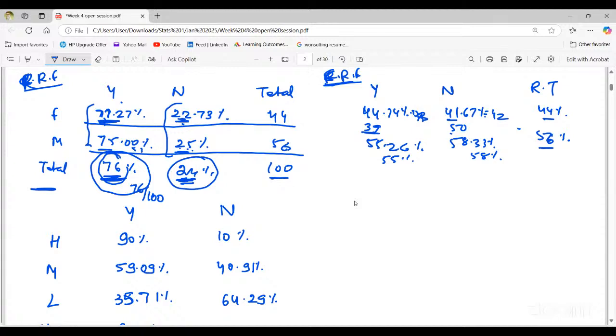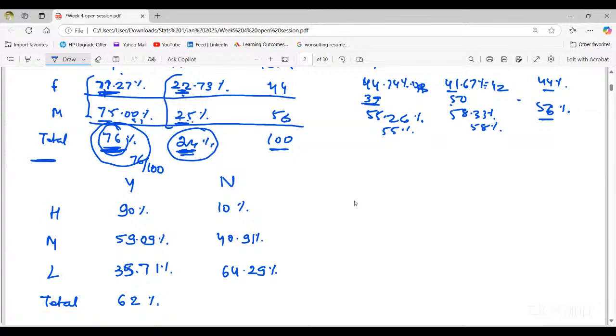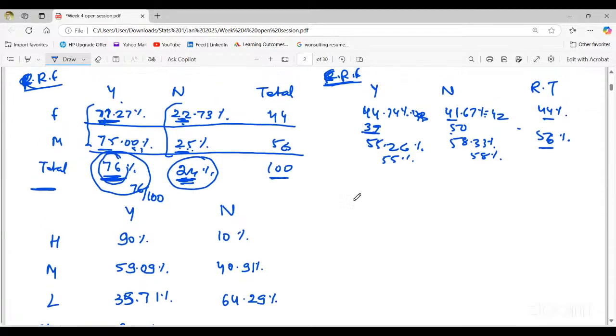Ma'am, just one thing. To calculate the row relative frequency, we have to compare the rows, like female and male, we have to give the ratio of rows, na? Yes, correct. So if we see, it's 76, 24, 75, 25, 77, 22. So it's a bit the same, okay, the proportions.